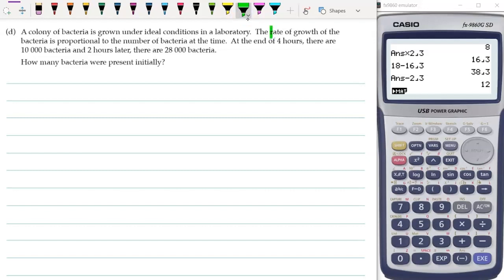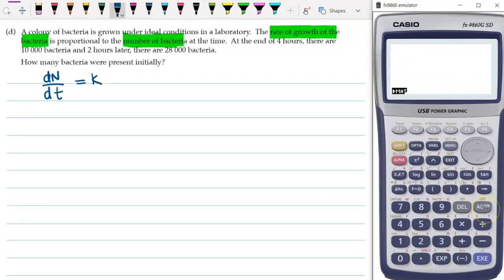Part D, we've got the rate of growth of some bacteria is proportional to the amount of bacteria that we have. So we write that down as being, now n is often used for the number of something or the amount of something. So let's say n in this one, the rate at which n is changing over time is proportional to, so we write equals k, and then the thing that it's proportional to is the n itself, so how much bacteria we have to begin with.